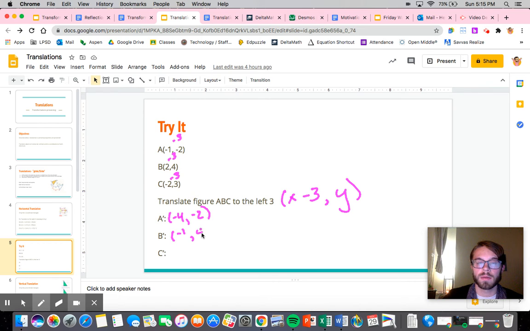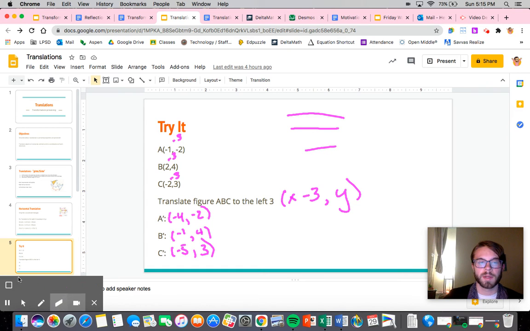4, we leave it alone. -2 minus 3 is -5. 3, we leave it alone. And that's it. So that's how we would have translated it to the left 3. Now you could plot all these points and you would see that ultimately they would all just shift over 3. But that is all that's happened.